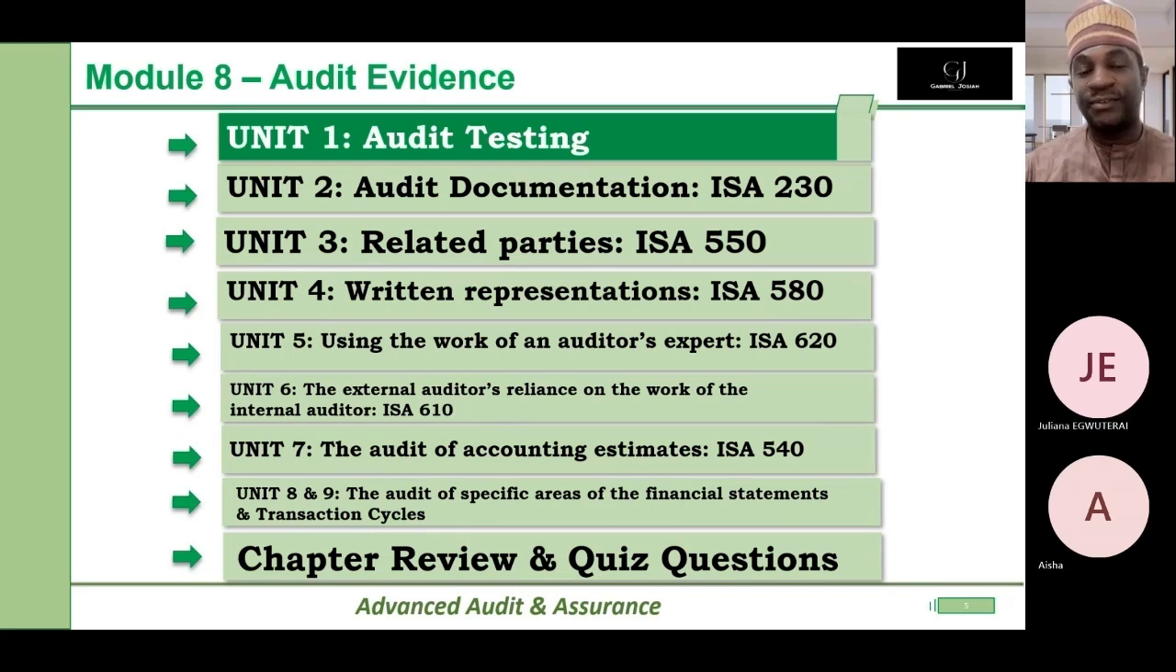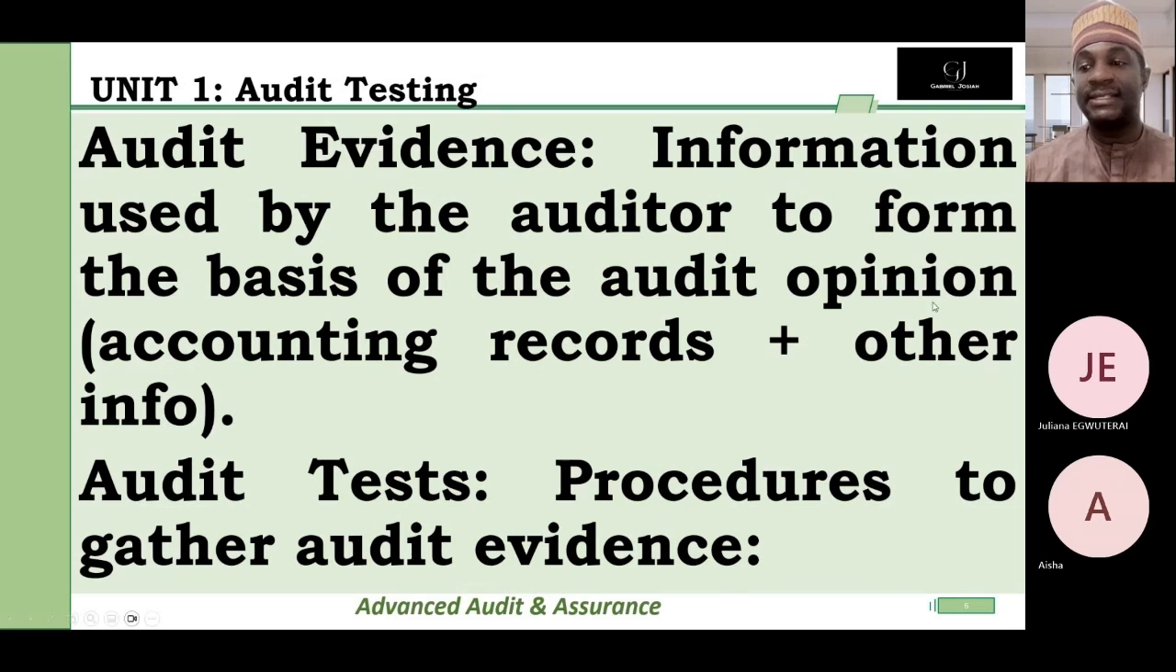Okay, so let's go by way of Unit 1, audit testing. Audit testing is very important because you don't take everything at face value. Audit evidence is information used by the auditor to form the basis of your report or your opinion. So you have the accounting records, the financial statements, and other information that needs to be supported or added together to have evidence. So what's the basis of your report?